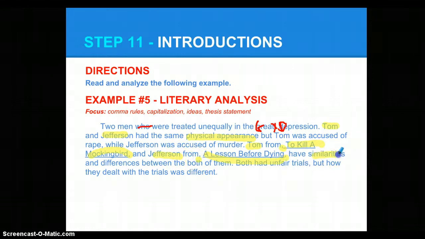They are both similar. They're both different. And they both had unfair trials, and that's the whole point of the paper. They're going to juxtapose how those two men dealt with the trials and that they dealt with them differently, although a lot of the setup is the same.